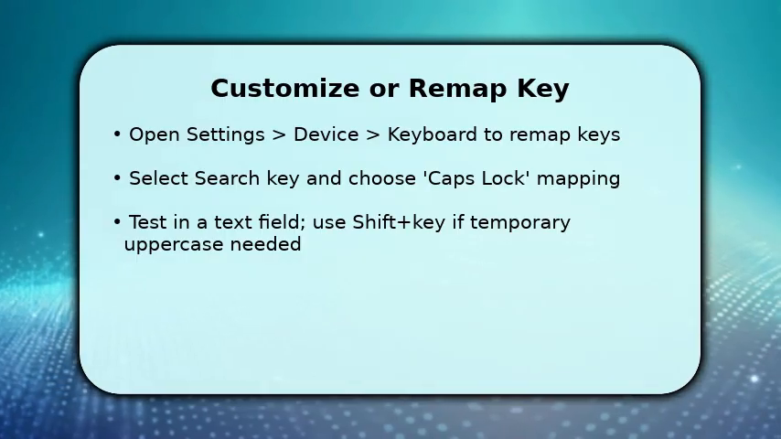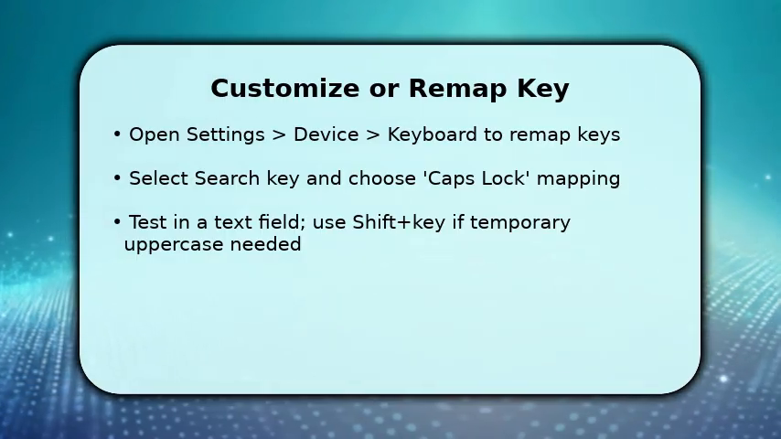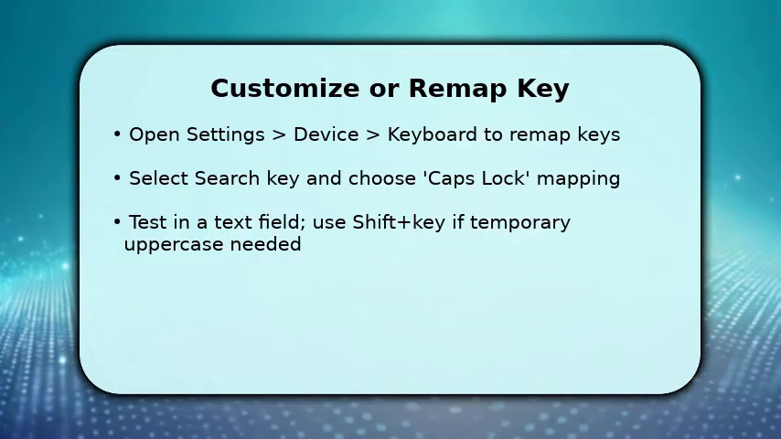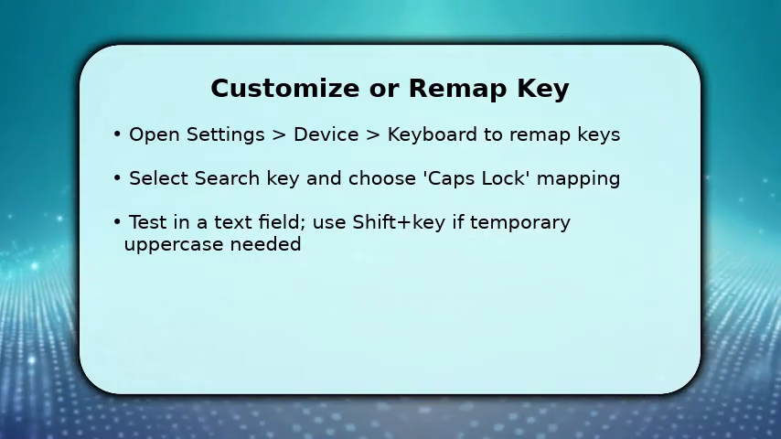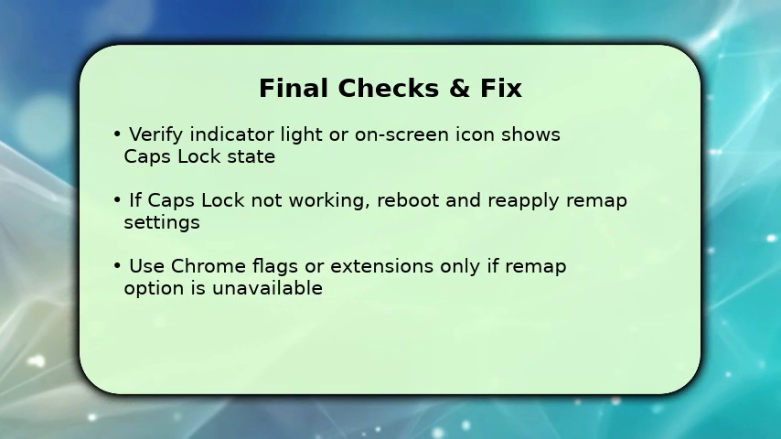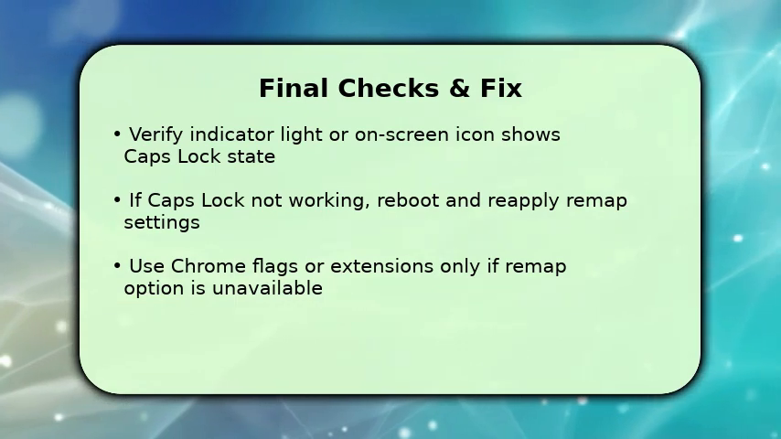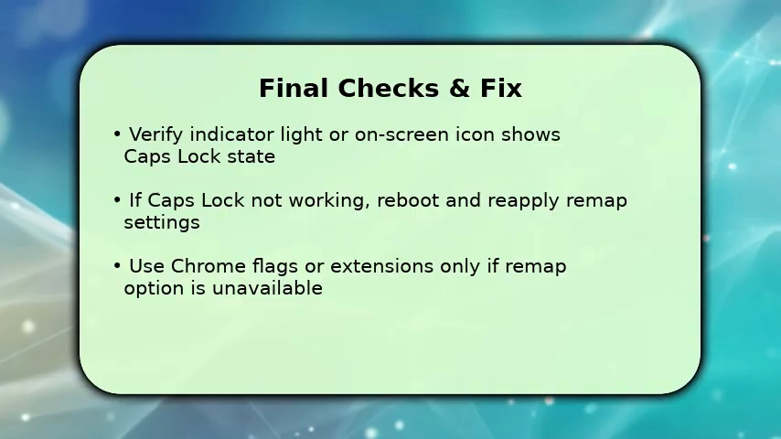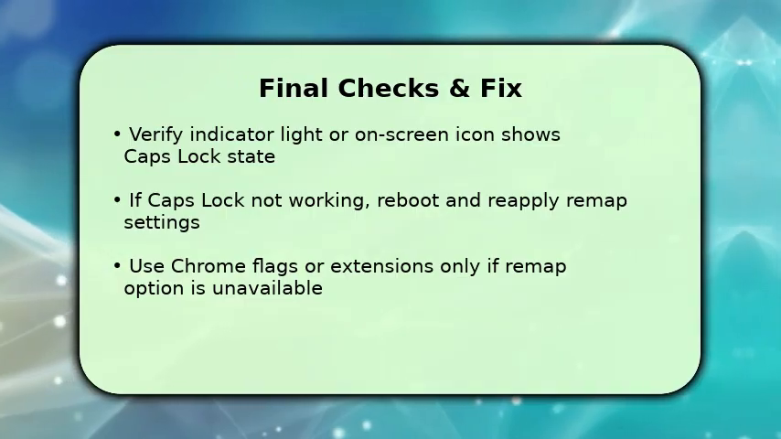Make sure apps like Remote Desktop receive the key mapping too, because some web apps override local shortcuts. Finish by confirming caps lock reliably toggles. Look for an on-screen indicator or test typing. If it fails, reboot the Chromebook and reopen keyboard settings to reapply the remap.